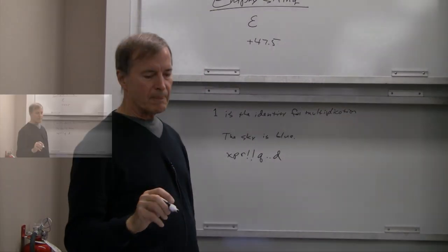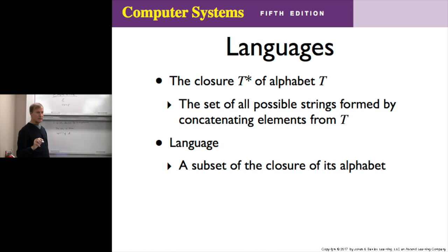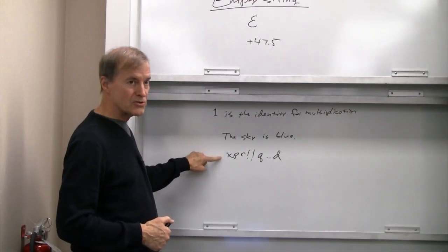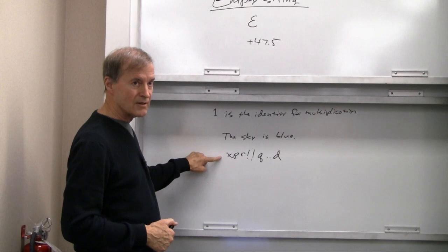Well, look, you take the T, the alphabet of the English language, and T star is the closure of that alphabet. Now, what do we mean by closure? We mean the set of all possible strings. Are you with me? So does everybody understand that this is in the closure? This is in T star. This is also in the closure. This is in T star.